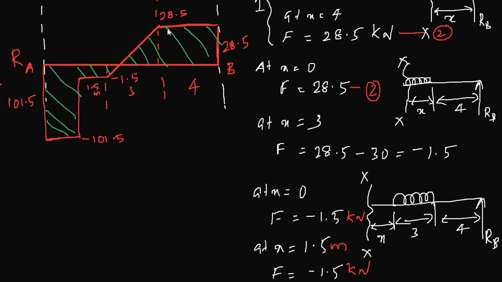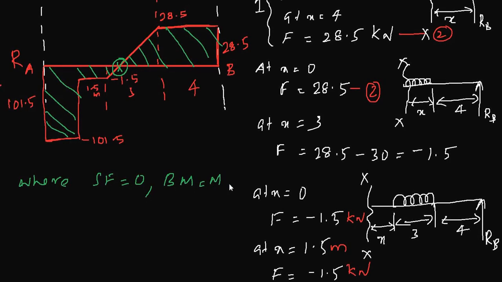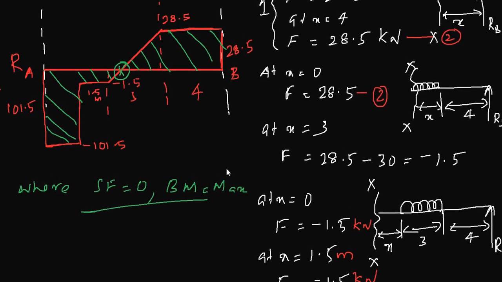Now an interesting point I'm trying to make here. When you draw the bending moment diagram, the bending moment will be maximum at a point where shear force is minimum. So on seeing this diagram, I can say the bending moment diagram for this force system will have a maximum bending moment at this point, where shear force is equal to 0, bending moment is equal to max. We will see that in the next video.